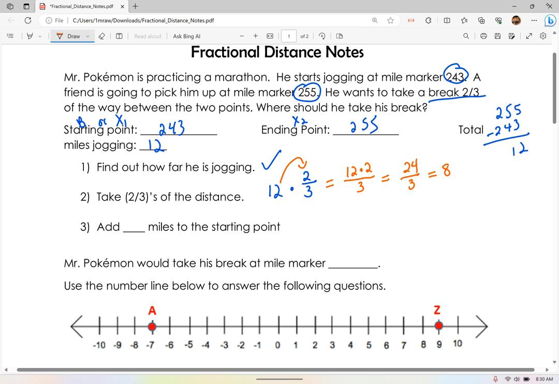Okay, so from the starting point, right, we want to add those 8 miles to the starting point. So we started at 243, right? We add 8 to it, and we get 251. So he wants to stop at mile marker 251. Okay, and that's how we get the two-thirds result, right? Multiply the total distance by the fraction. Okay, pretty simple, pretty easy process.